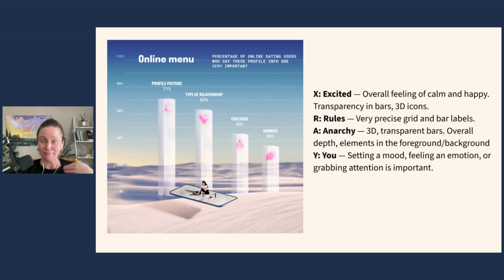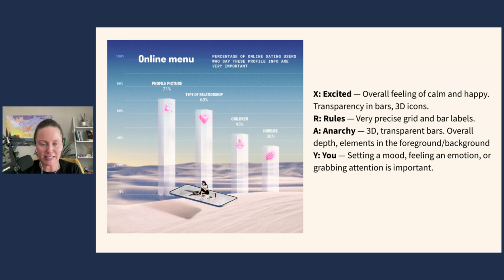And anarchy. Obviously the 3D. A lot of people don't like 3D, but here we're talking about dating profiles. I mean, people aren't landing a plane based on this data. So I think this is okay. Transparent bars. Overall, I just really love this depth effect she has.